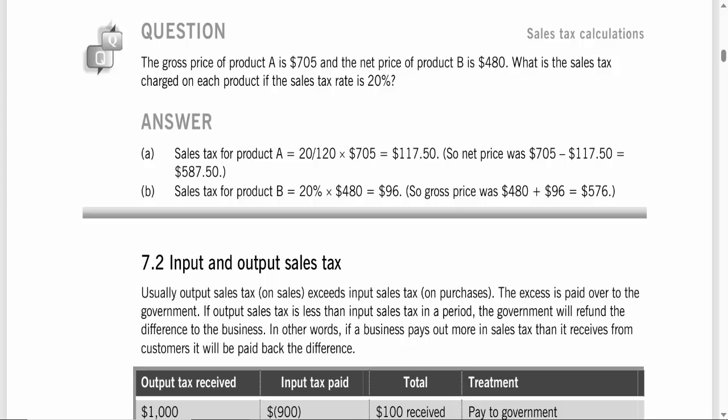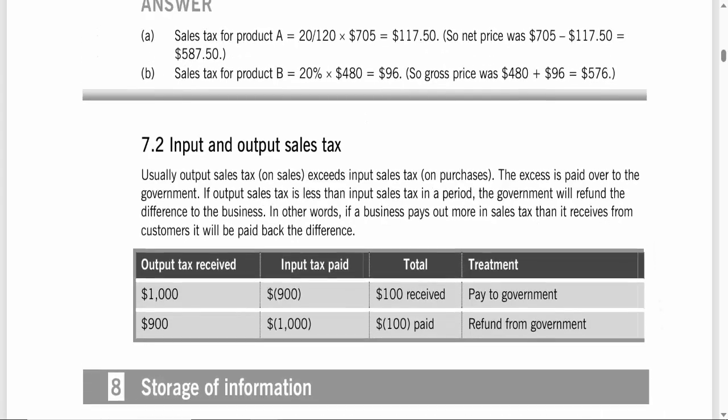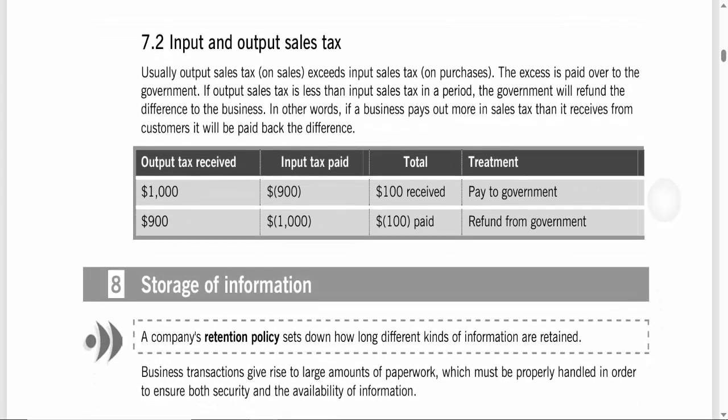All right, let's dive deeper into the concept of input and output sales tax and examine each part of the table with clarity, as if I'm explaining this to beginner students who are new to this topic. Understanding input and output sales tax. In any business that buys and sells goods, sales tax plays an important role. Let's break down the basic concepts first before going into the table.